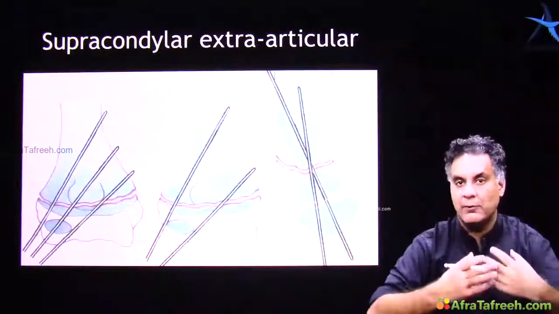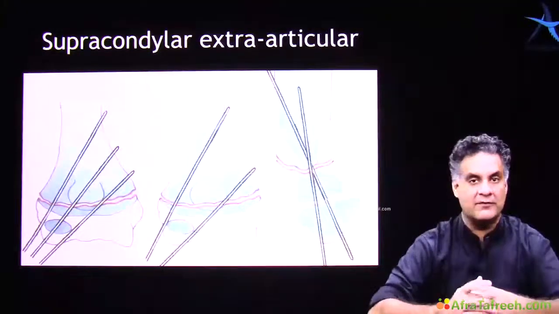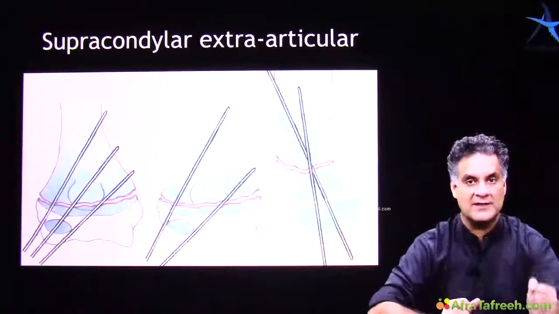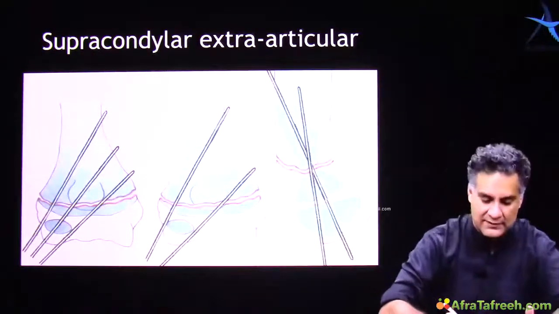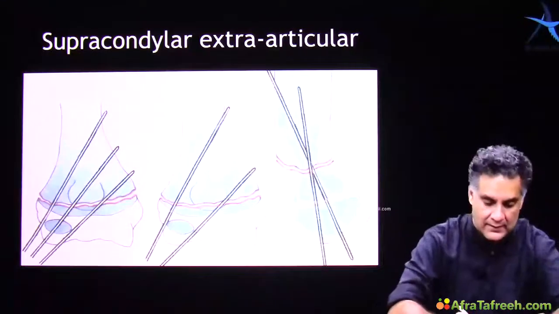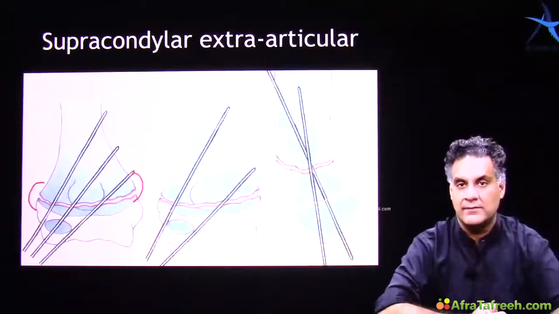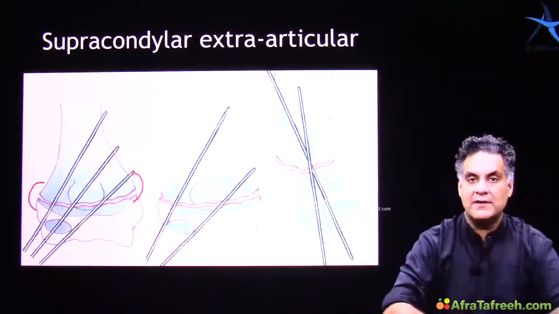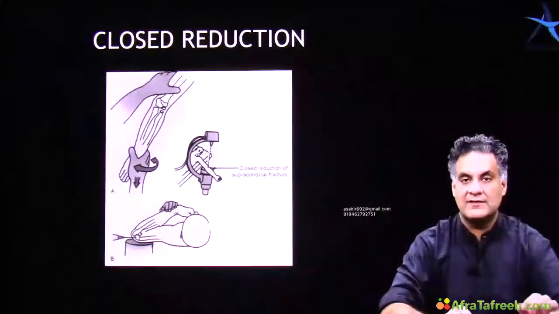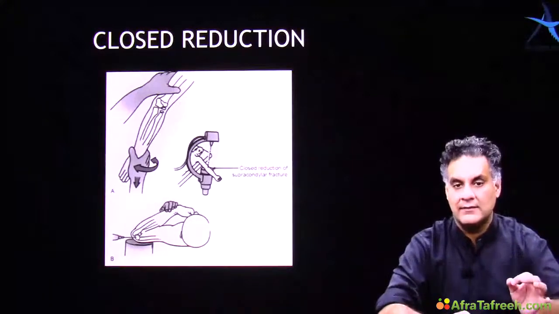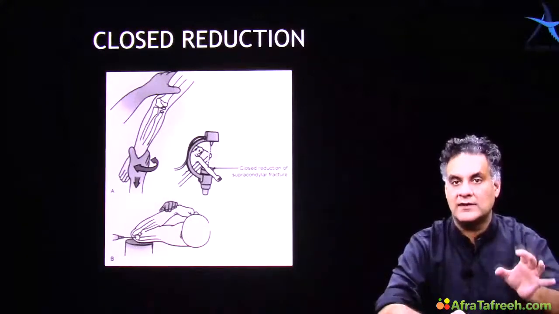When you expose the hematoma, it's called an open fracture. When the hematoma is inside the skin, it's called a closed fracture. For example, this is a fracture supracondylar humerus. This is the hematoma. It's a supracondylar humerus, extra-articular fracture. For this, you will take the patient to the operation theatre, give anesthesia and, under X-ray control, without opening the fracture site, put a K-wire. So you are doing a closed reduction.